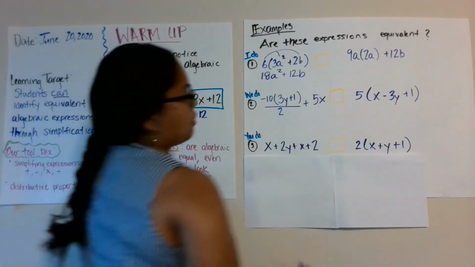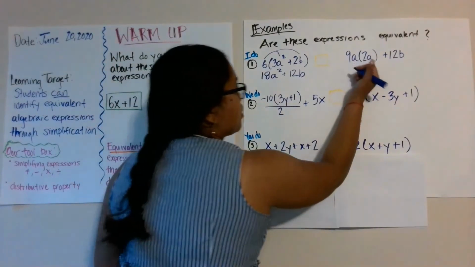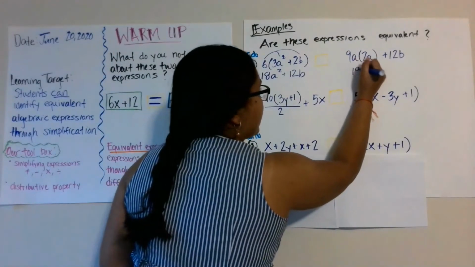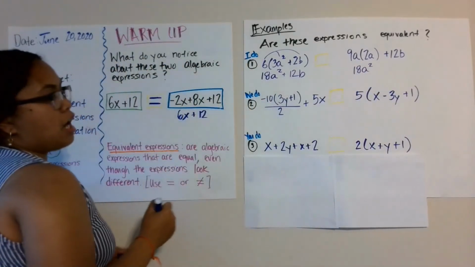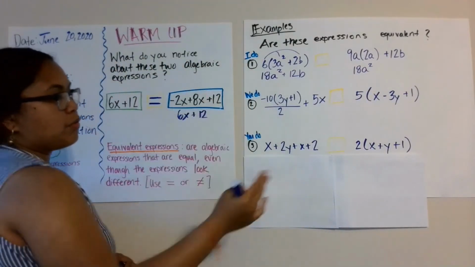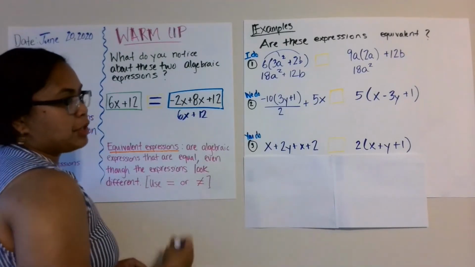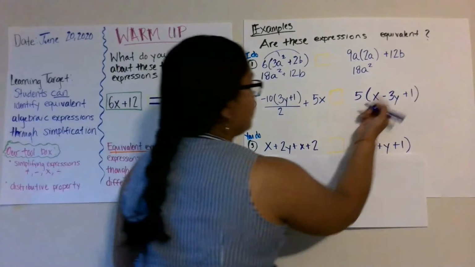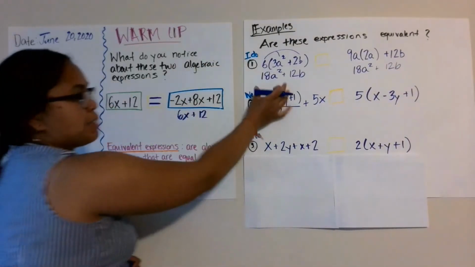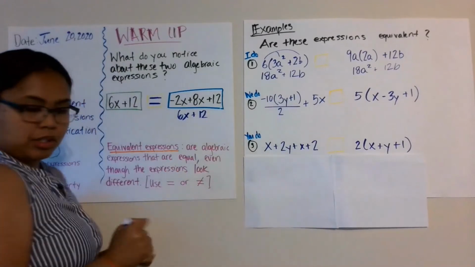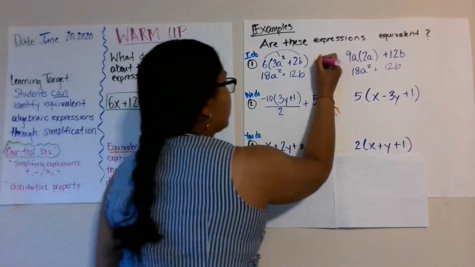Move on to the next expression. Can that be simplified? Yes, we can. These two are being multiplied. 9a times 2a is 18a squared. Whenever we're multiplying two variables, we just raise it to the next power if they're the same. If they're different, we just rewrite them. And then we bring down that 12b. So we notice that when we simplify these two expressions, they are the same, they are equivalent, all right?